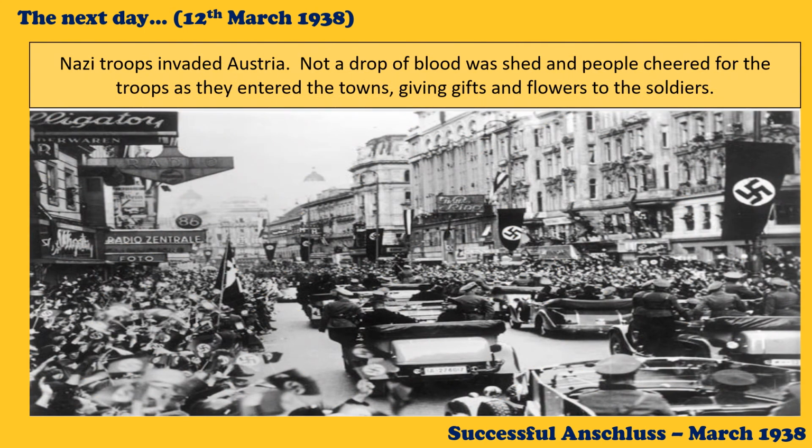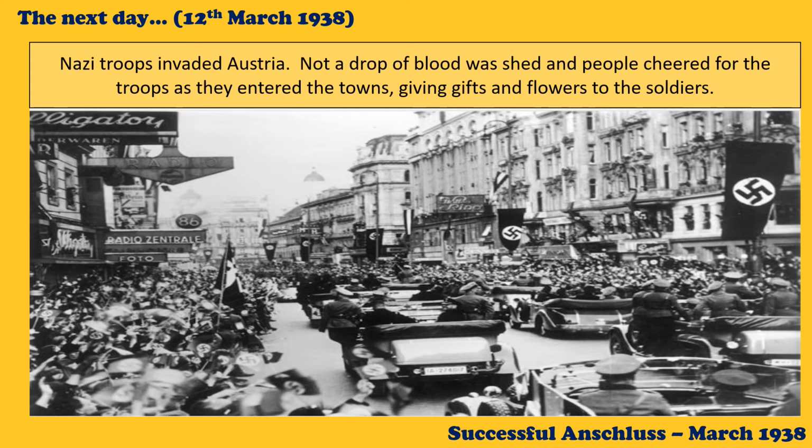On the next day, the 12th of March 1938, this is when the Nazis invade Austria. And I say invade, but it wasn't like a military massive bloodshed style invasion. In fact, no blood was shed whatsoever. And actually, the reception they got was quite the opposite. As you can see from this photograph down here, people were cheering for them as they entered the towns. This is in Vienna, this photograph here specifically, but all of the towns across Austria had huge warm welcomes for the Nazis. There's lots of photos as well with soldiers being given gifts and flowers and things like that.